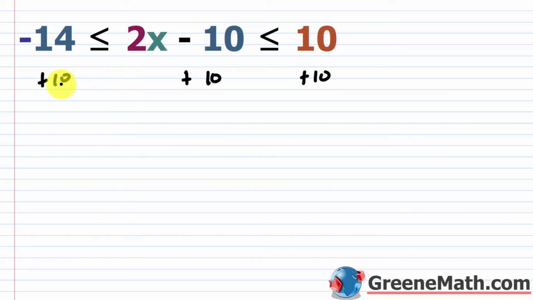So -14 plus 10 would be -4. We'll put the less than or equal to here. This would cancel. You'll have 2x. We'll have less than or equal to here. 10 plus 10 is 20.